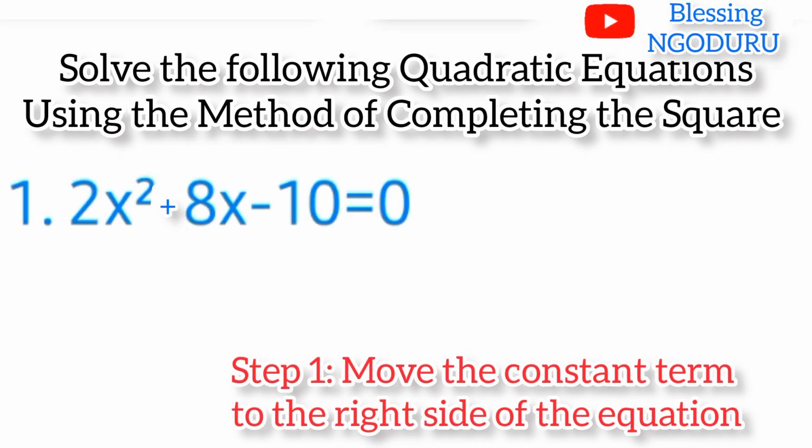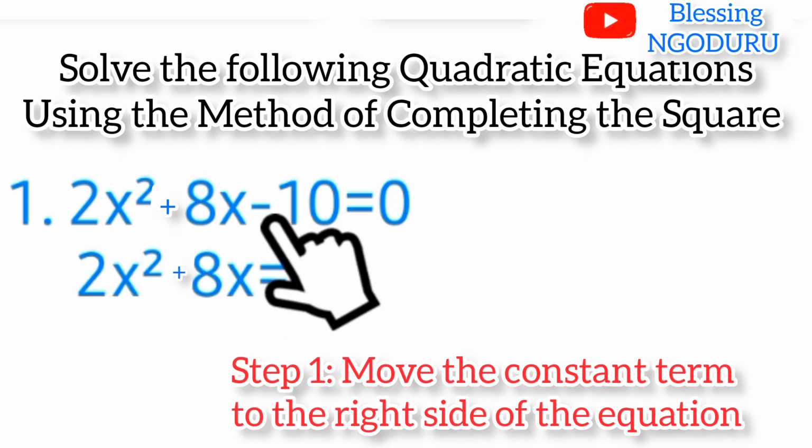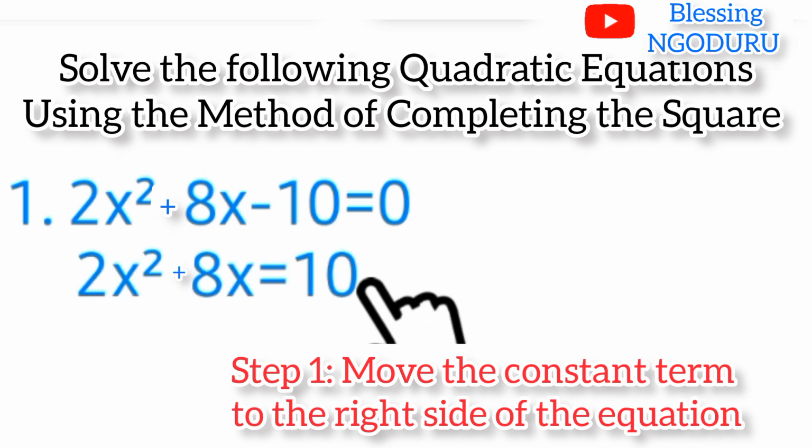Step 1 is to move the constant term to the right hand side of the equation. The constant term of this equation is minus 10, so we are expected to move it to the right hand side. So when we move minus 10 to the right hand side, it becomes positive 10.